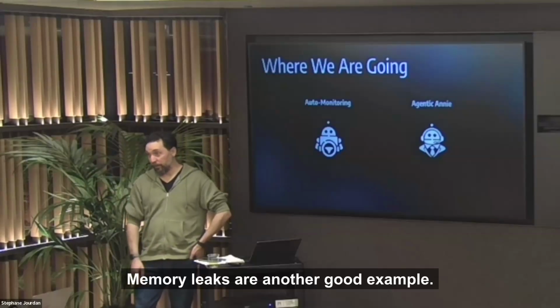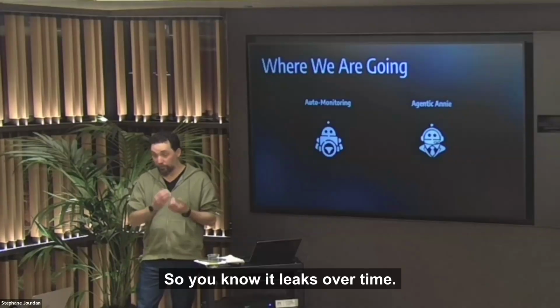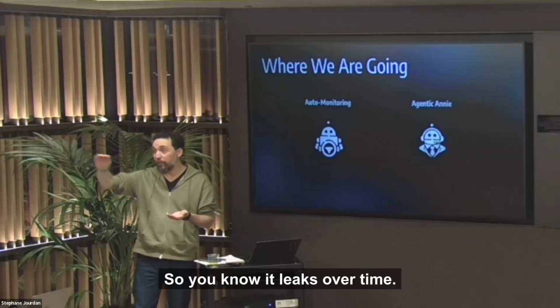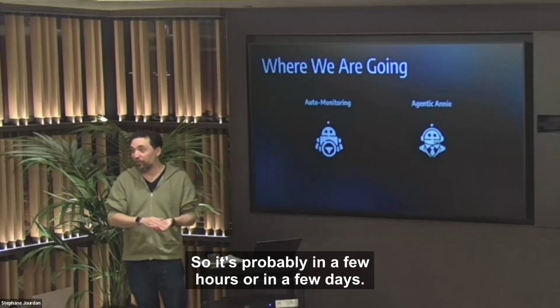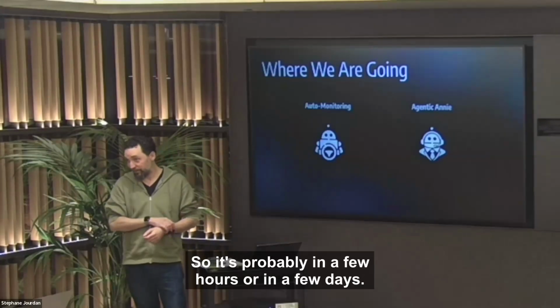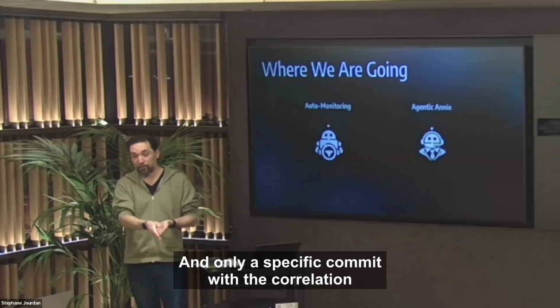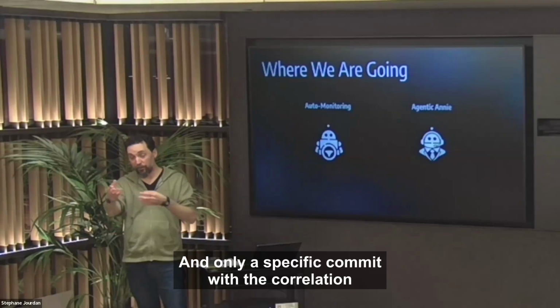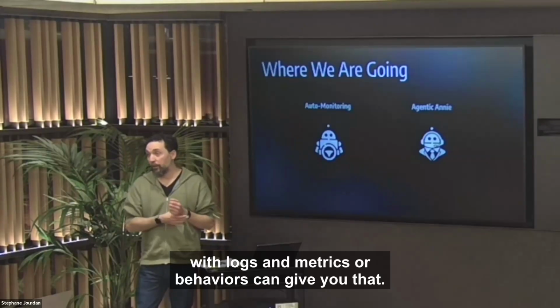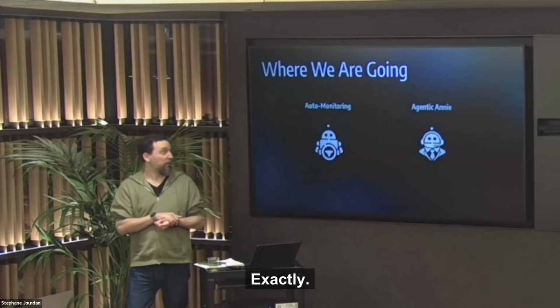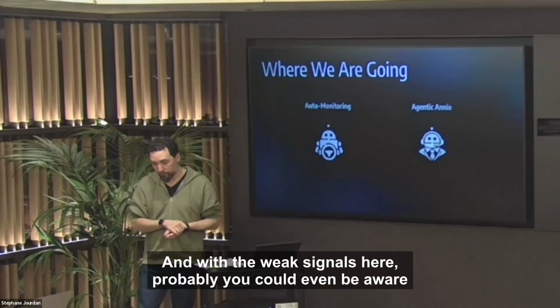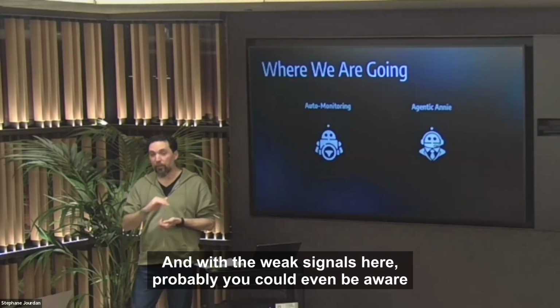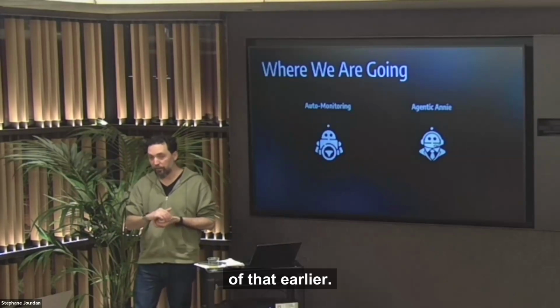Memory leaks are another good example. You know it leaks over time. You cannot know it leaks immediately. So it's probably in a few hours or in a few days, and only a specific commit, with the correlation with logs and metrics or behaviors, can give you that. And with the weak signals here, probably you could even be aware of that earlier.